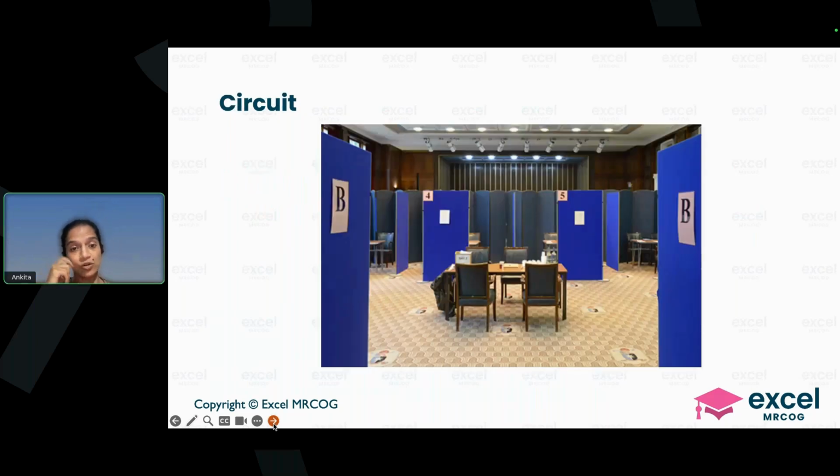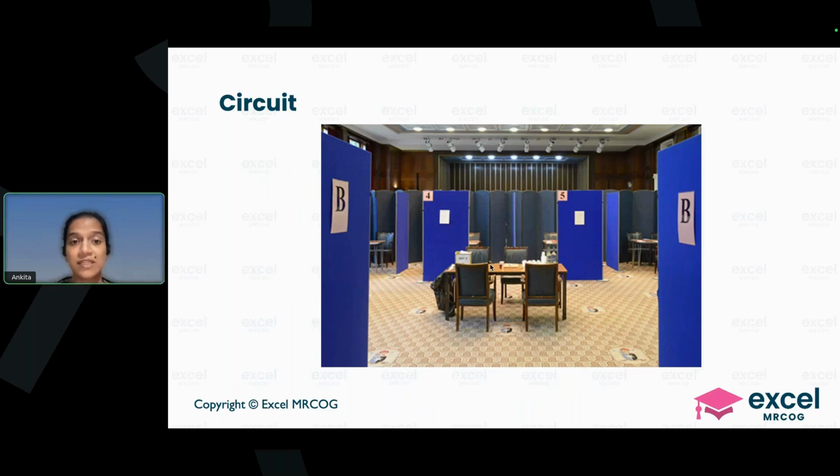So what does a circuit look like for those who are not familiar? A circuit looks like this. There would be the invigilator, the supervisor for the exam, sitting at the center, and there would be 14 candidates moving from one cubicle to the other. There are 14 such cubicles. That is how the exam would be conducted, and you have 2 minutes to read the task and 10 minutes to do the task.